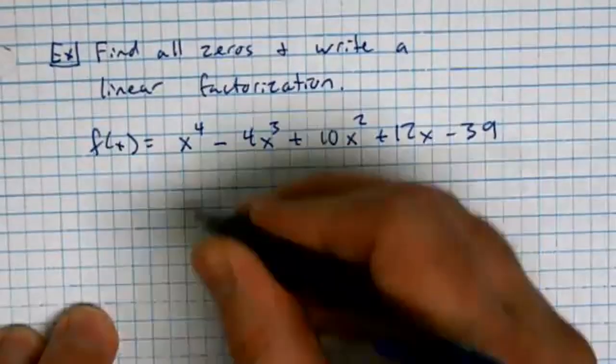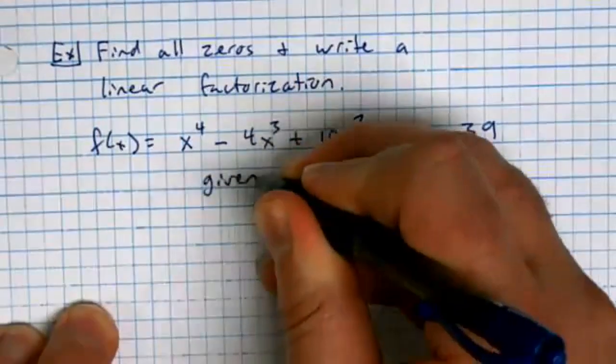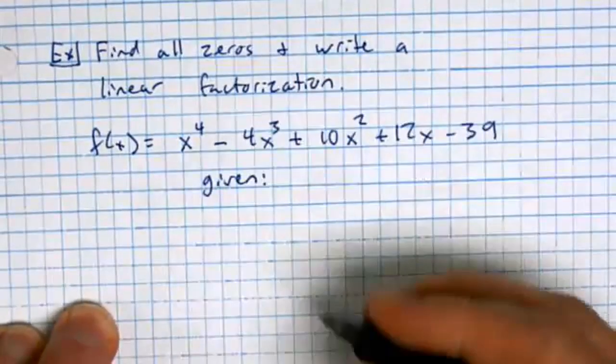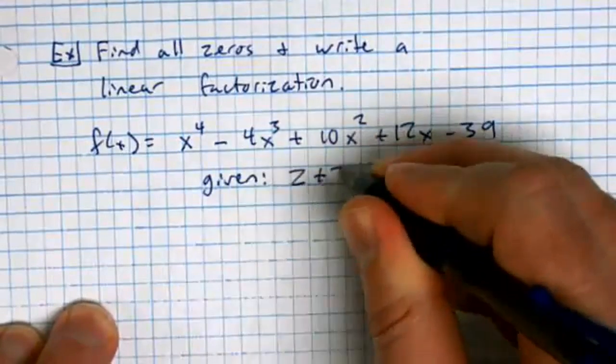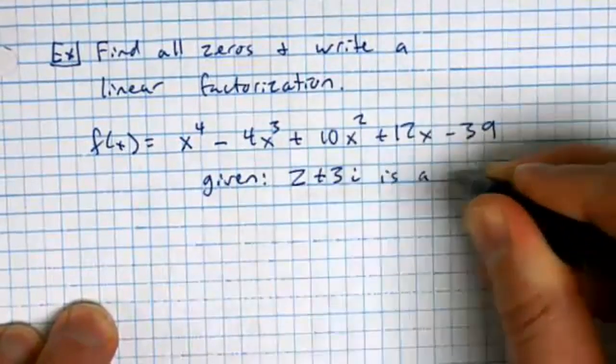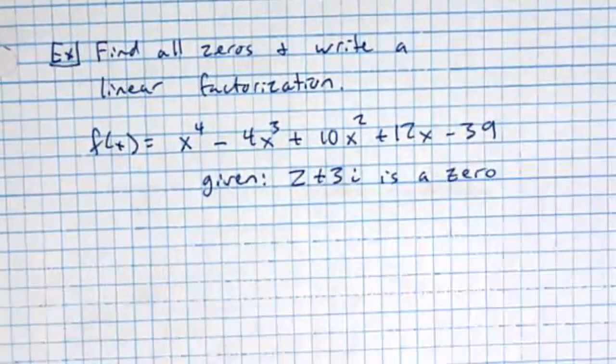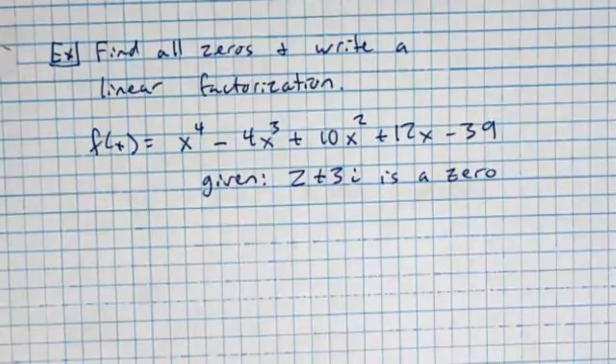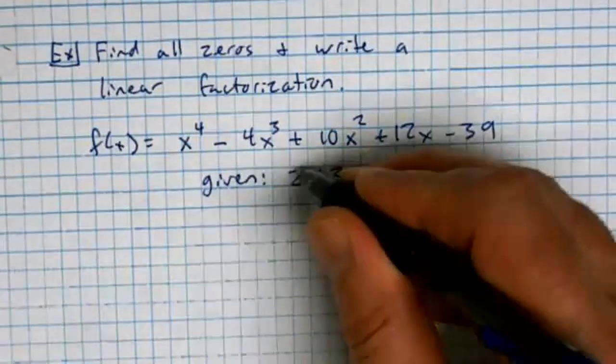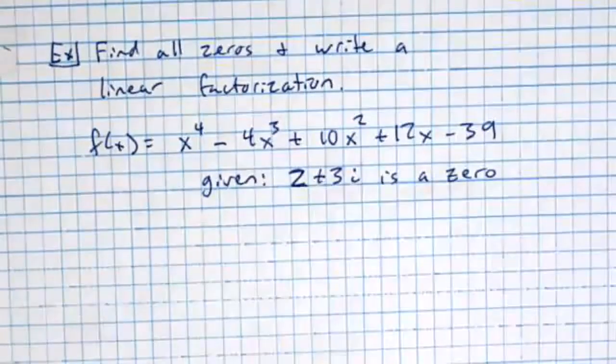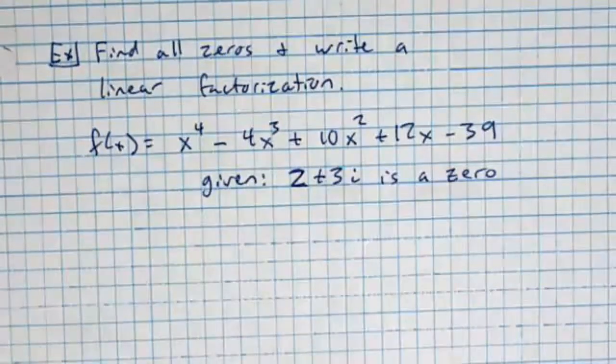And one more piece of information just for fun. That's a 2. Oh, just trying to be a 2. I usually cross my z's. 2 plus 3i is a zero.